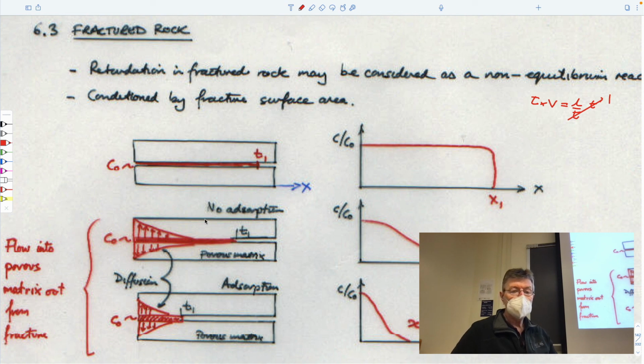So that's even where you don't have any absorption of the solute onto the matrix in the rock around the fracture, you still get something that looks like absorption. It's merely because it's being taken up and the mass is being lost by being transferred to the water, which is immobile within the pores.